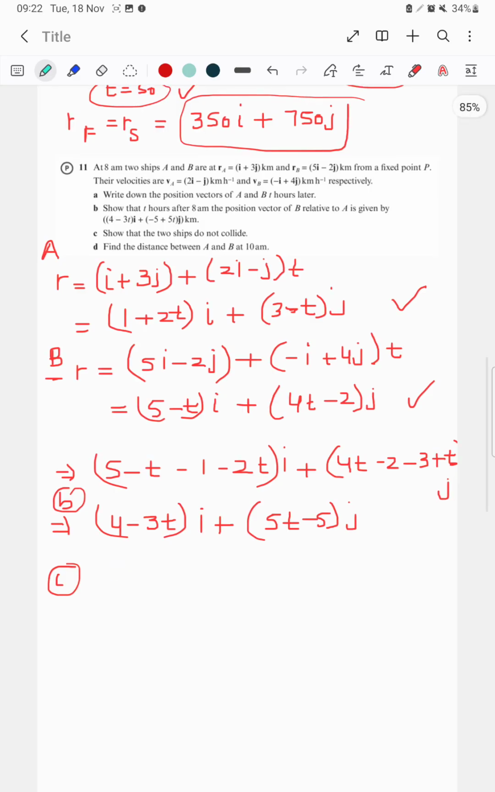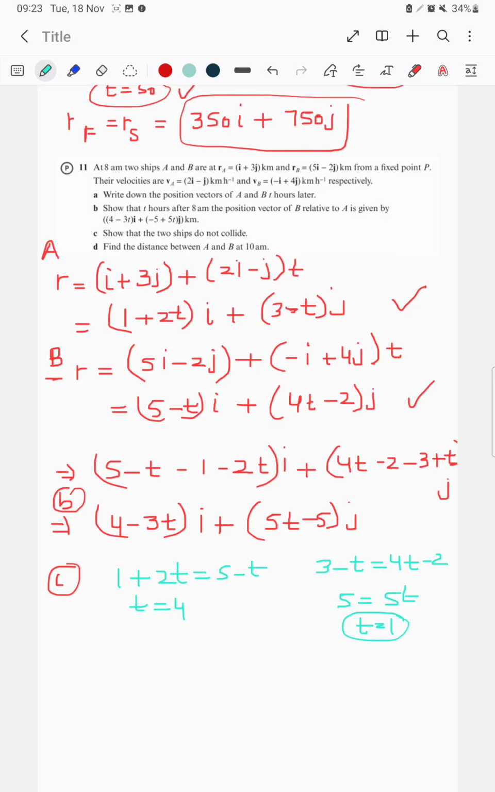So 1 plus 2t is equal to 5 minus t. From here I get t is equal to 4, and if I equate the other part, 3 minus t is equal to 4t minus 2. So from here I will get 5t, and that is equal to 5. So t is equal to 1. So t is not the same. So that means it's not correct.